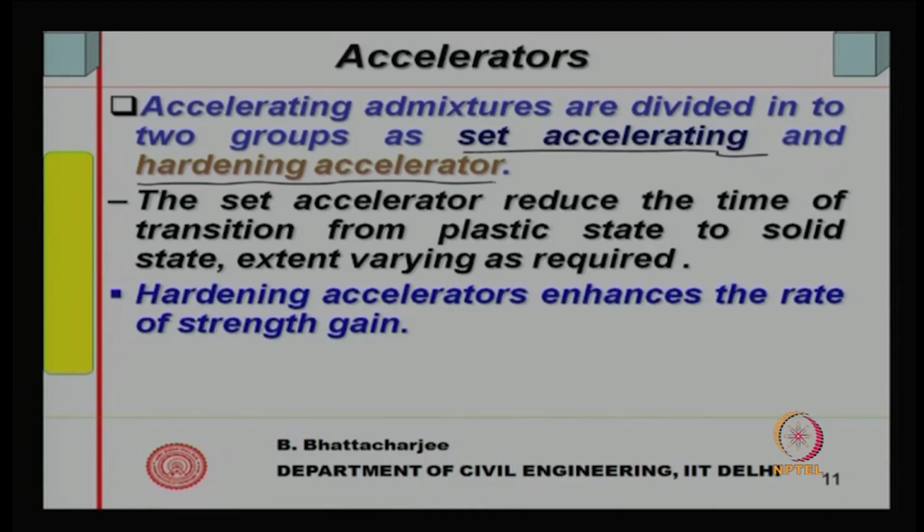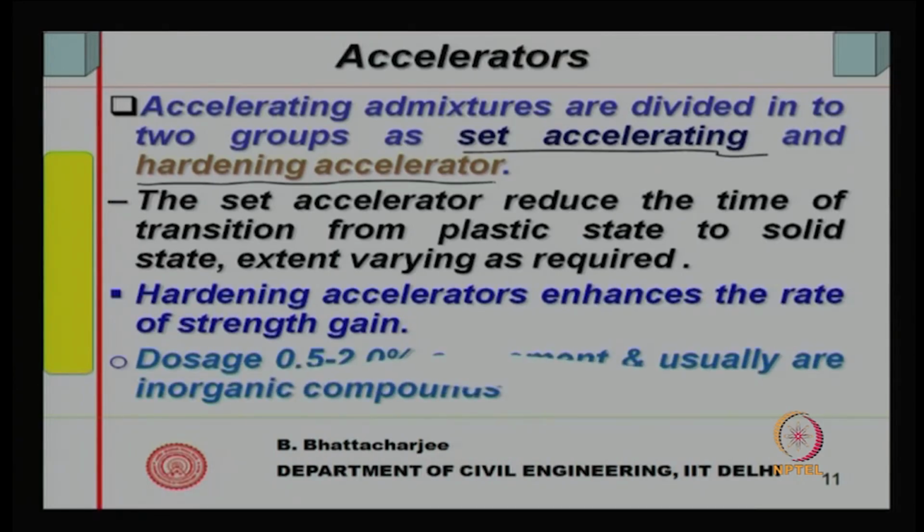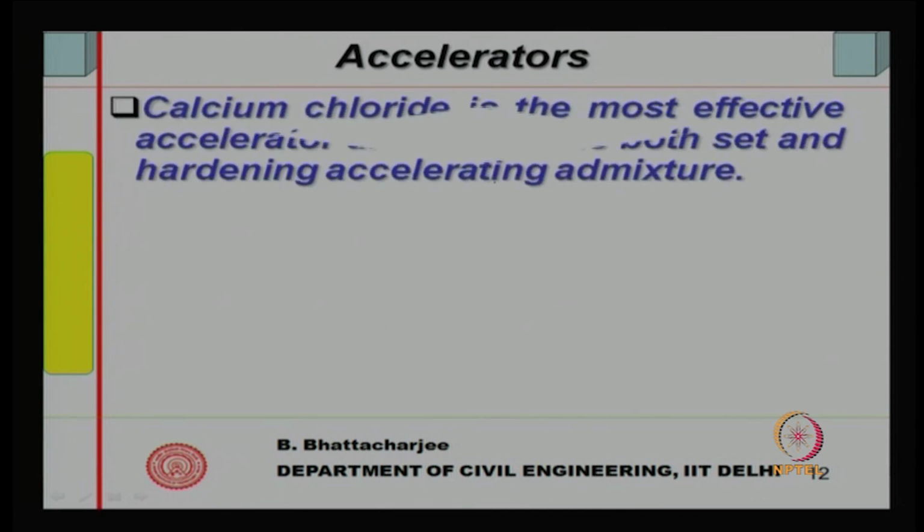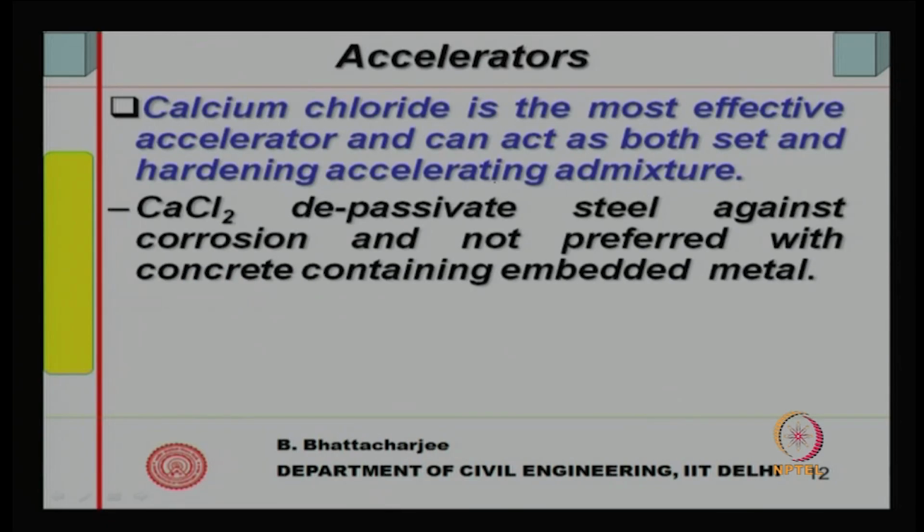Hardening accelerator enhances the rate of strength gain, that is what I just said, early strength you can get from here. Now, generally dosage varies from 0.5 to 2% on cement and they are usually inorganic compounds, not organic formulations. Calcium chloride used to be one of them. It is the most effective accelerator and can act as both set and hardening accelerating admixture. So, setting as well as hardening process it can accelerate, right.